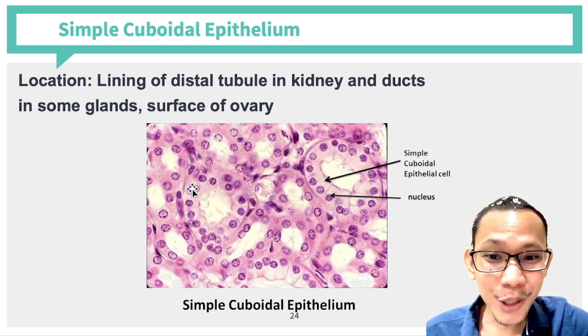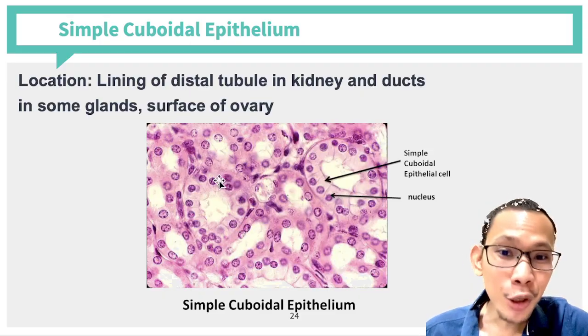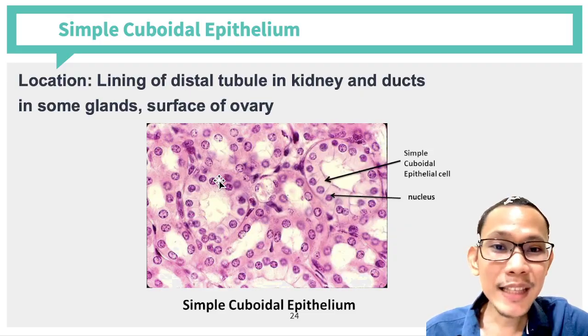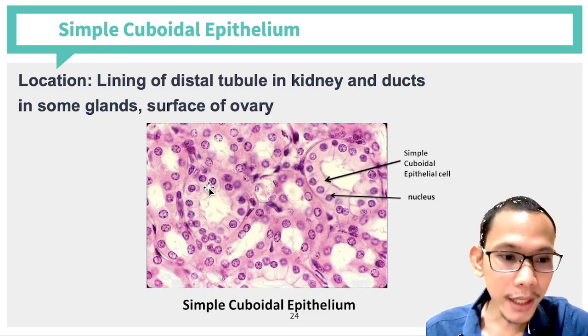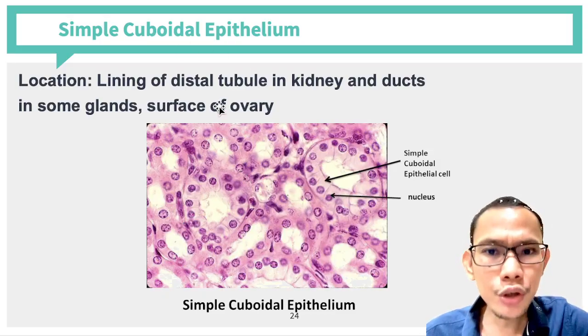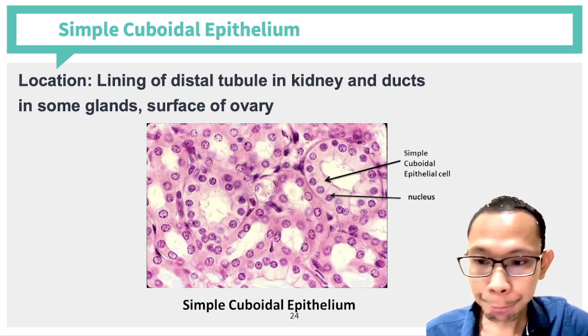That is now your nucleus. And again, they are bounded by a cube-like structure. So that is now your simple cuboidal. Isang layer lang sila. So therefore, simple cuboidal epithelium lines your small excretory ducts of your different organs. Okay? Please take note of the location and the structure. This is now your simple cuboidal.